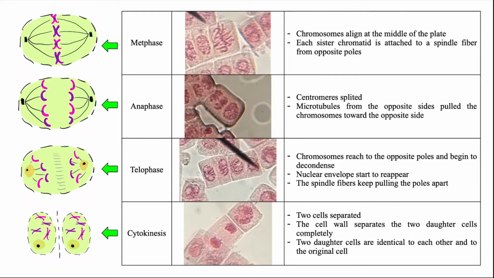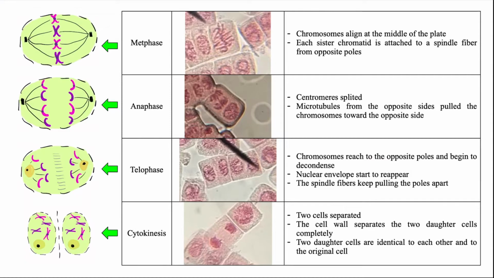And then we have the telophase, which is when the chromosomes reach the opposite poles and begin to decondense. So in here, the nuclear membrane starts to appear again, but the spindle fibers keep pulling the poles apart. So it will still keep pulling the chromosomes to the opposite poles until the cytokinesis starts.